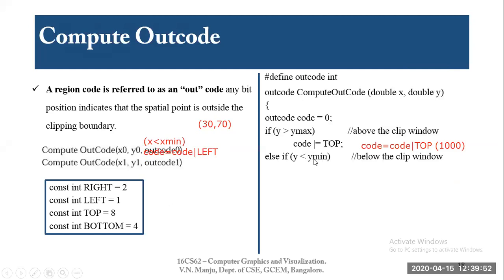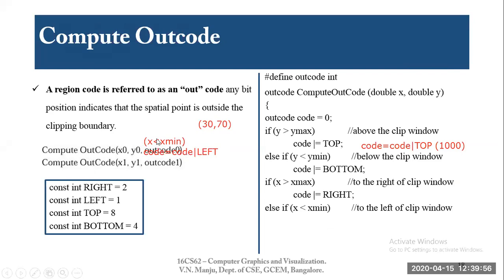See here, when I say about this, this is our condition: x is less than x min. So code or left. Are you understanding? That is what I was trying to explain. Clear? This is how we will find the outcode. Similarly, I can do for everything. Okay. So now my outcode is generated.